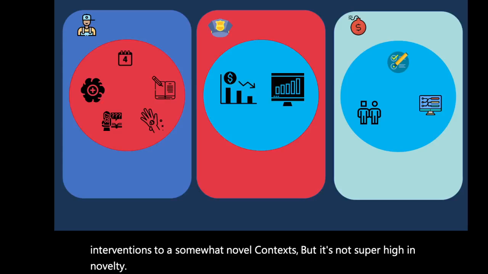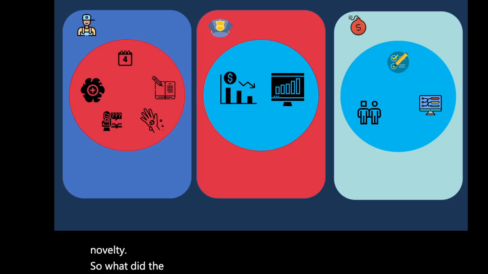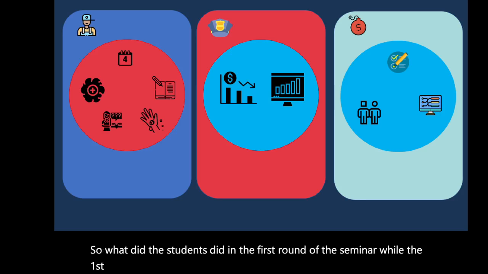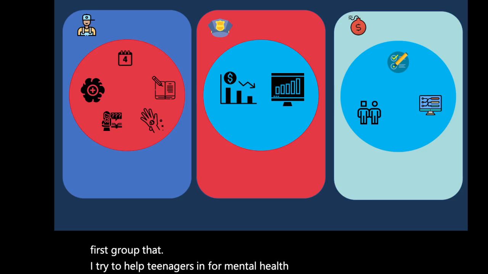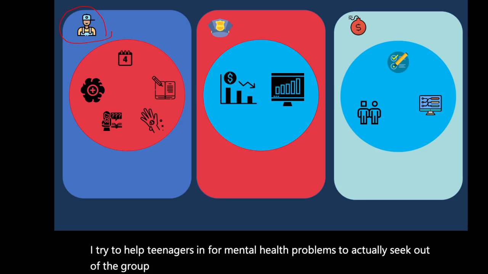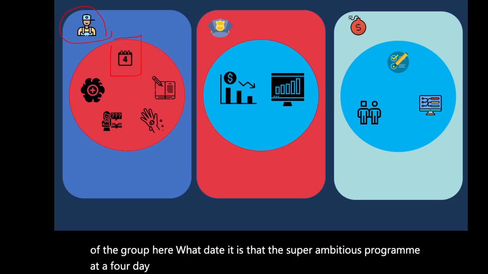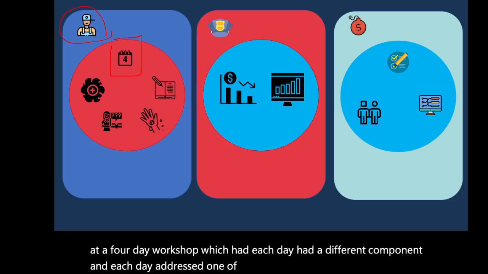So what did the students do in the first round of the seminar? Well, the first group that tried to help teenagers with mental health problems to actually seek help, what they did is that the super ambitious program had a 4-day workshop, where each day had a different component, and each day addressed one of the identified causes in a novel way.